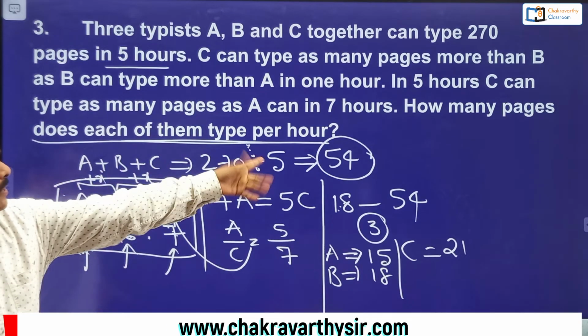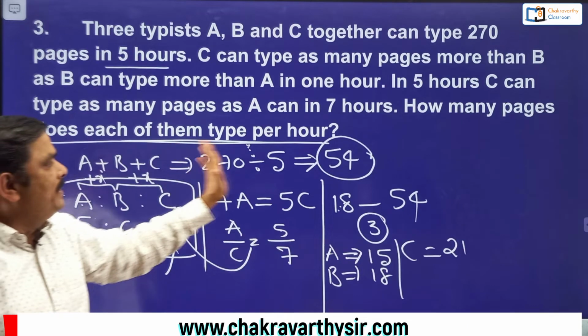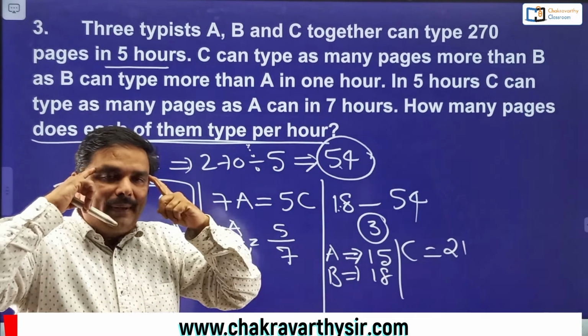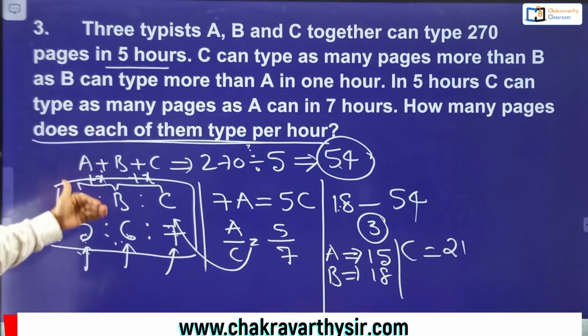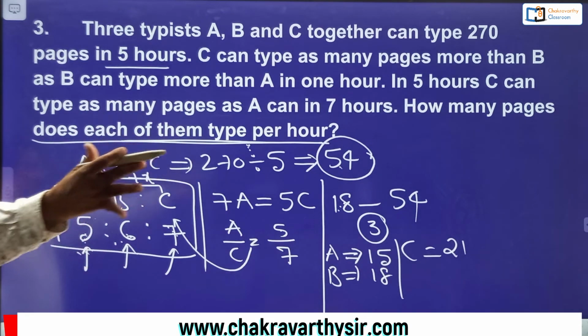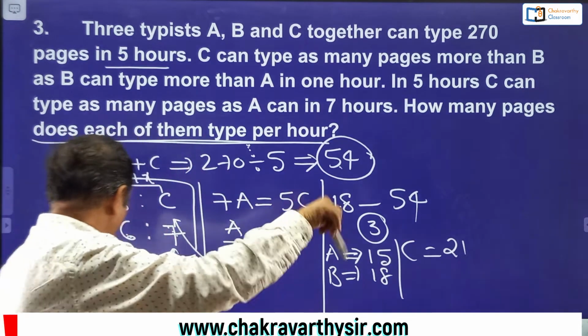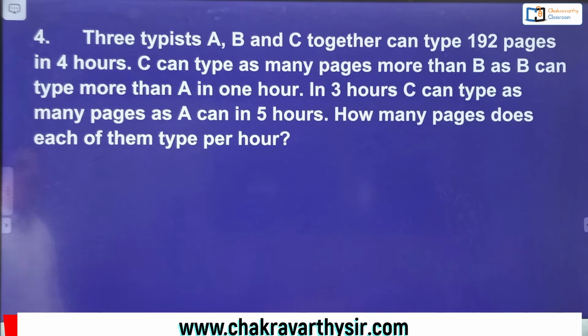The first step you can easily do in your mind: 270 pages in 5 hours. In 1 hour, A, B and C together can do 54 pages. Keep it in mind. Then go for the individual ratio with the help of the 2 pieces of information. Then you divide that as far as the ratio is concerned. This is the way. Okay, now you try the next question, students.